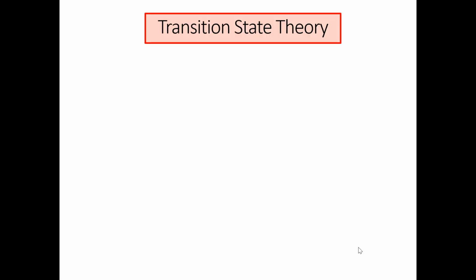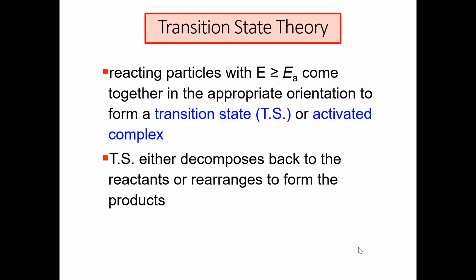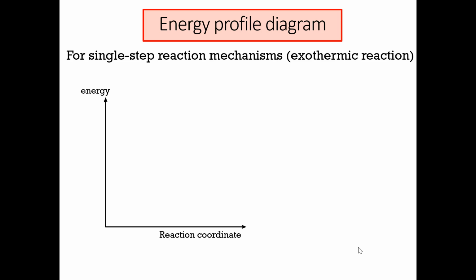So let's look at the transition state theory. Reacting particles with energy more than or equal to activation energy come together in appropriate orientation to form a transition state or activated complex. And this transition state either decomposes back to the reactant or rearranges itself to form the product. So it's at a point where it could go back to its reactant form or form the products.